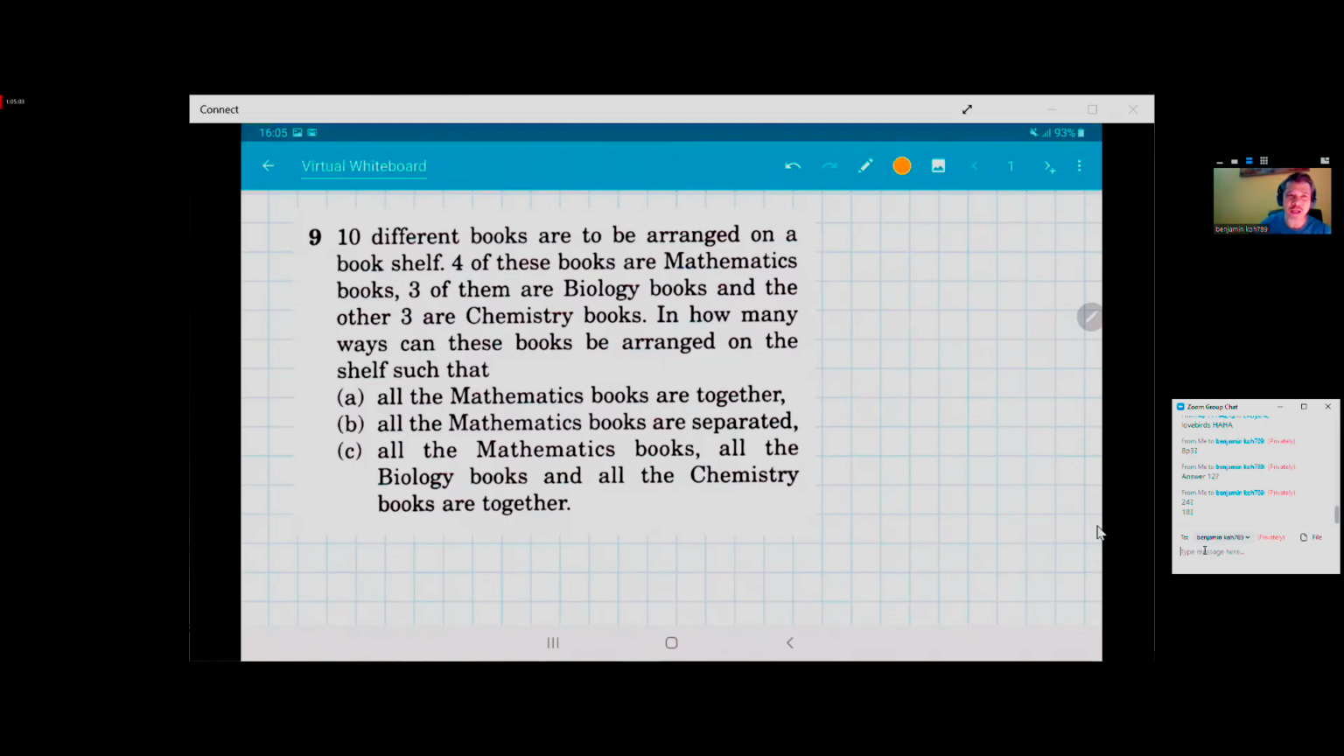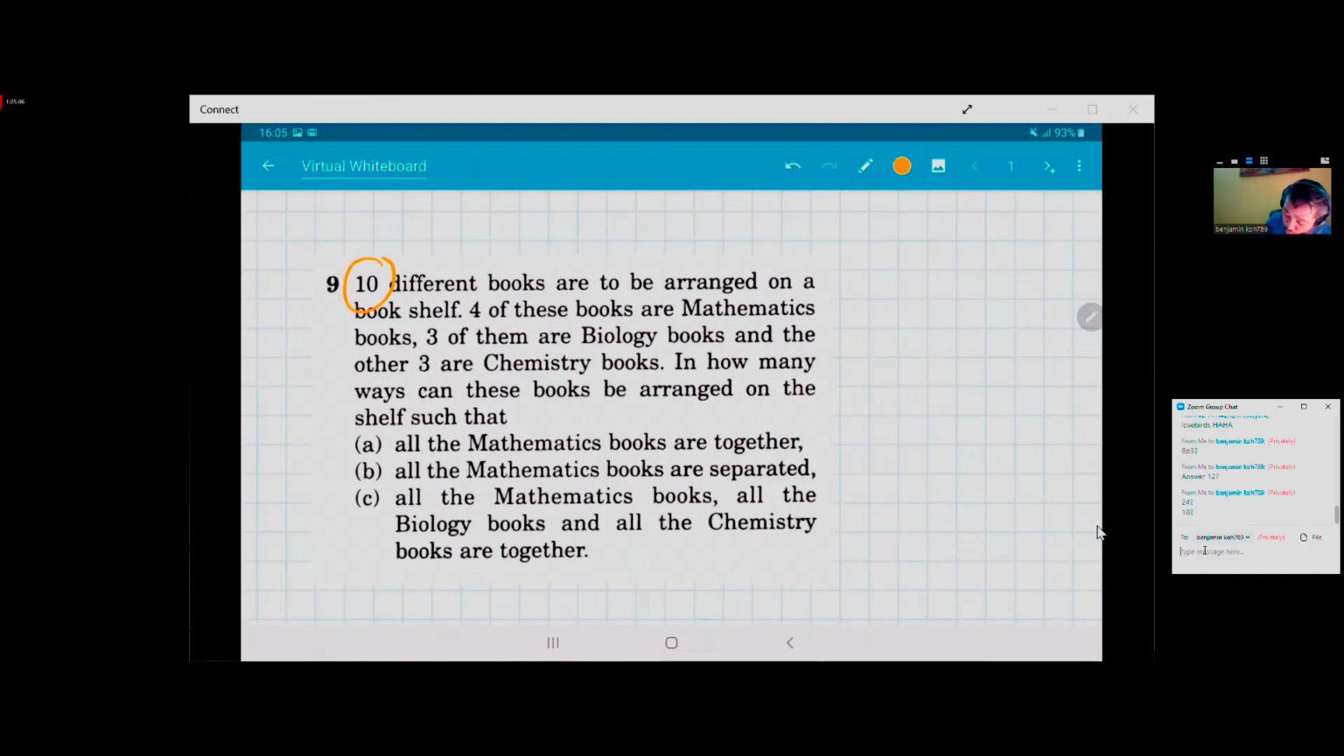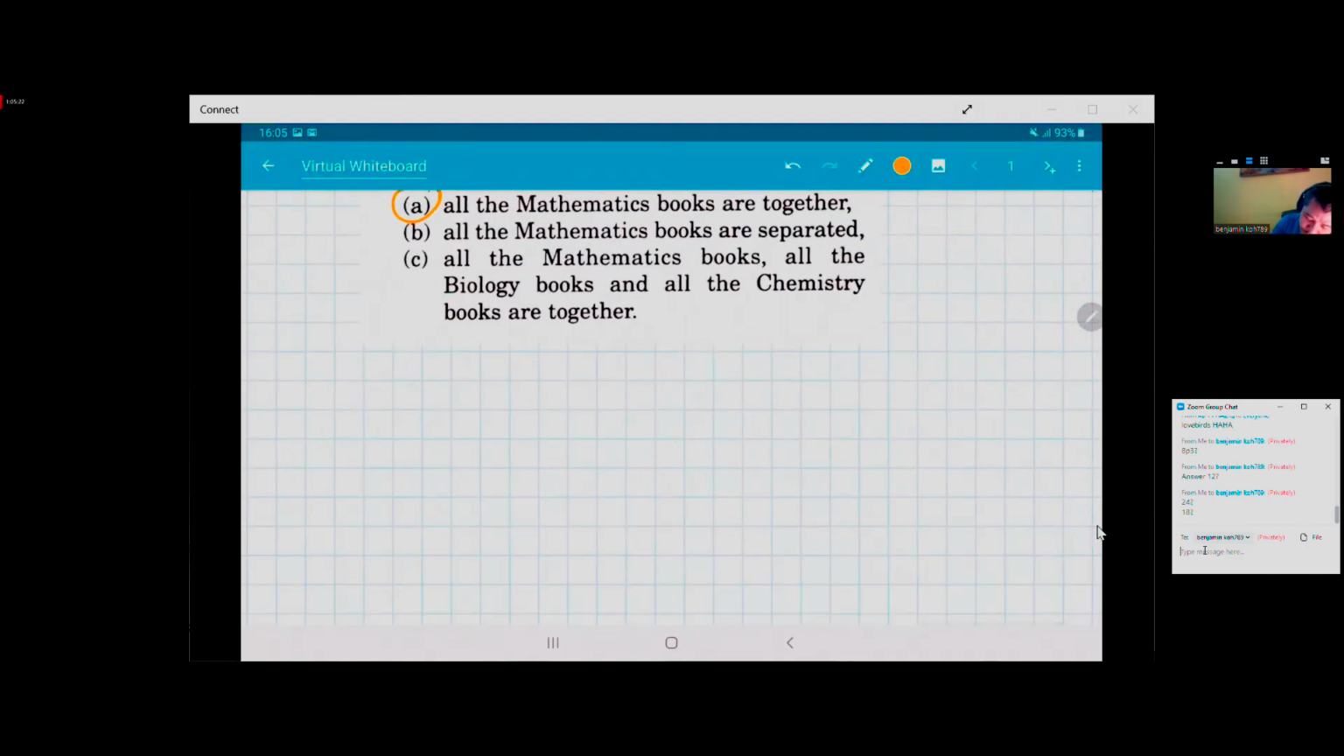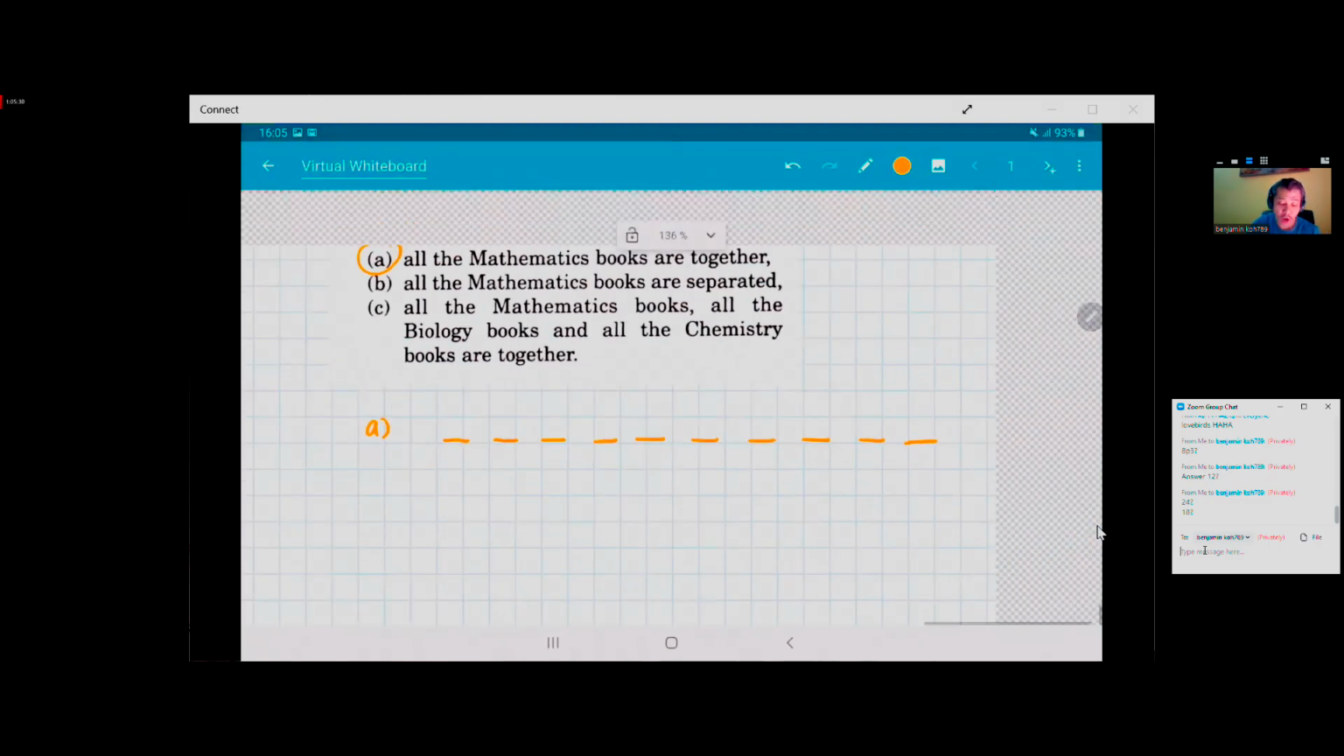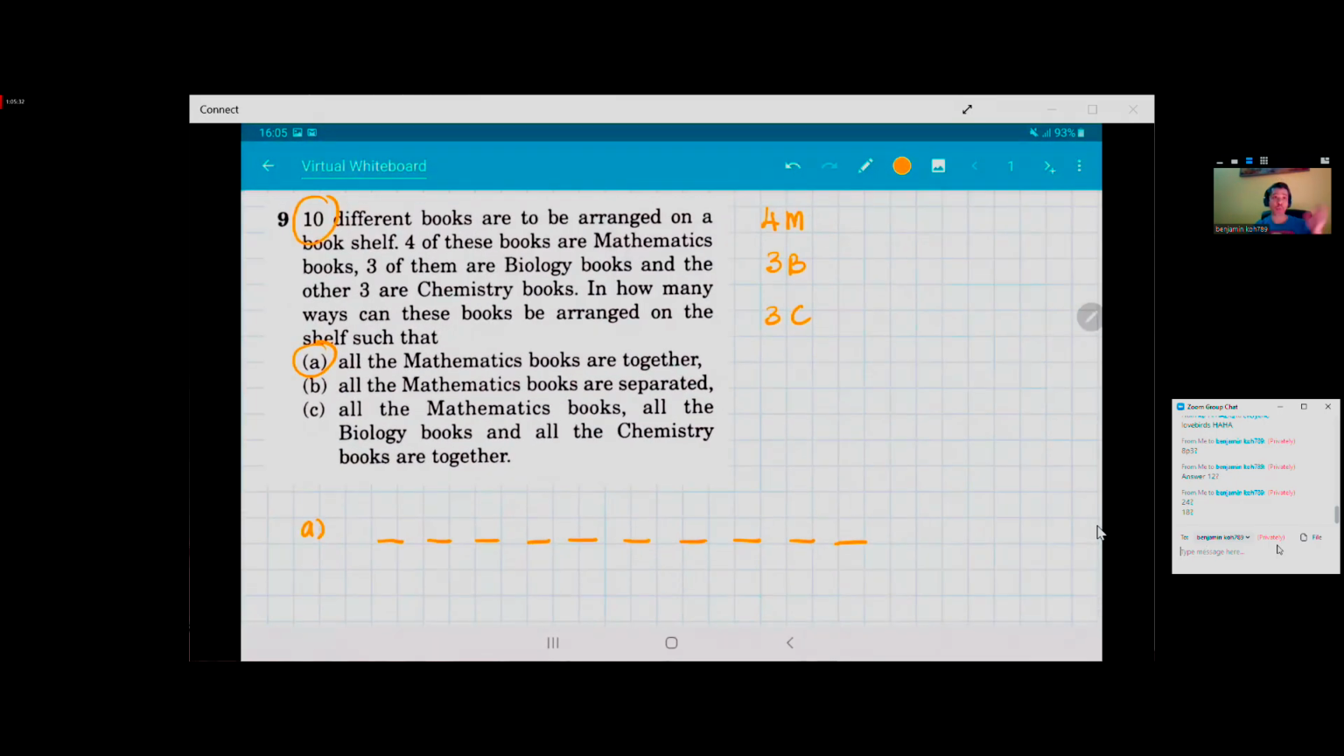Notice again, you have to work together. There are 10 books, right? So 4 math, 3 bio, and 3 chemistry. But for part A, they want all the math books together. Please remember, there are 10 books, which means 1, 2, 3, 4, 5, 6, 7, 8, 9, 10. 10 empty spaces. Terdapat 10 ruang kosong bagi 10 buku yang berlainan.